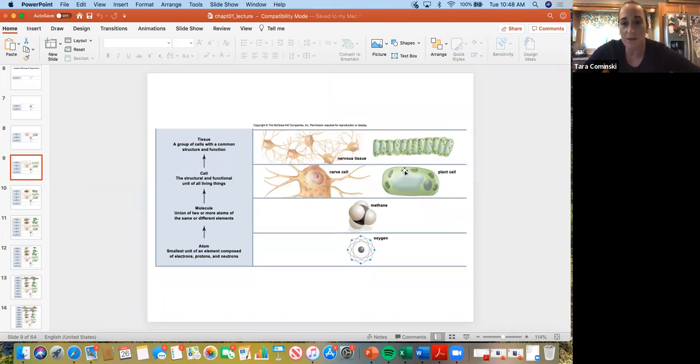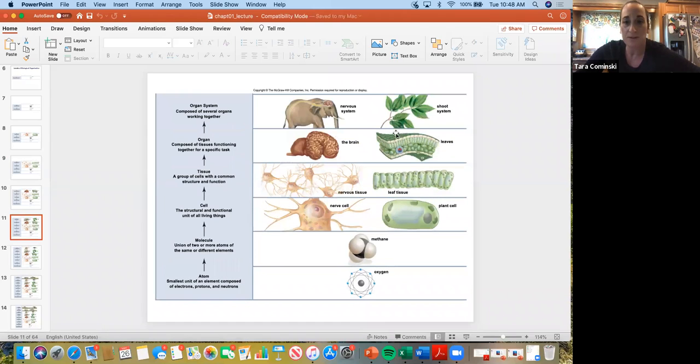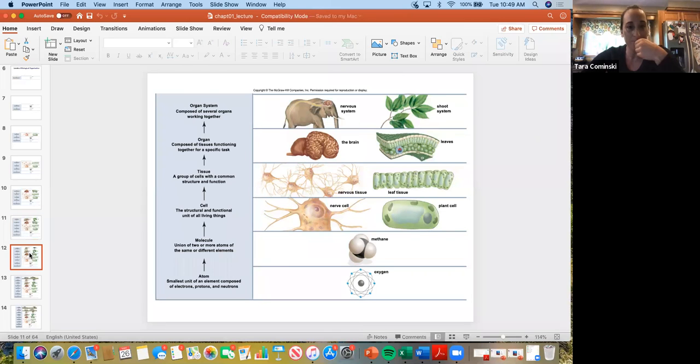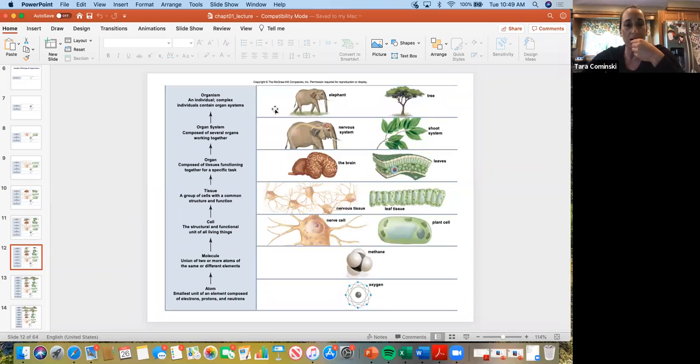For the plants, the shoot system is for the leaves. All right, so what's next after organ system? Organism. Good, organism. So now we've got organism.